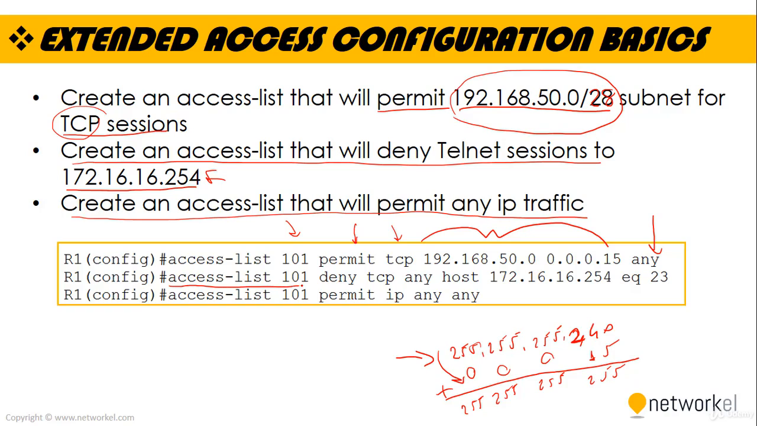Access list 101 deny TCP from any source to the destination host, this one, with equivalent port of 23, which means telnet. And in the third statement, we are creating an access list that will permit any IP traffic, which is access list 101 permit IP any.